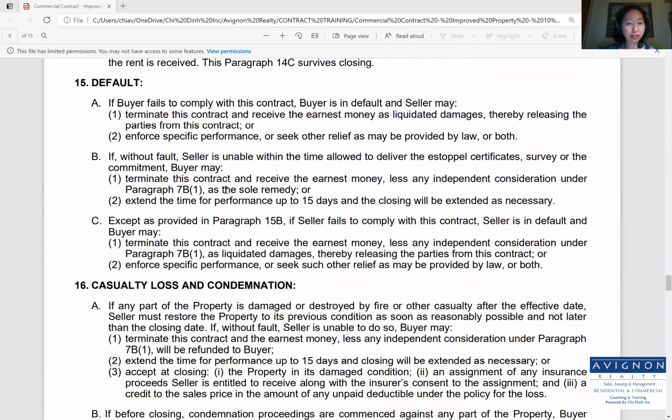Paragraph 15, we have default. If buyer fails to comply with this contract, buyer is in default and seller may do the following. And then B, without default, if seller is unable within the time allowed to deliver the estoppel certificates, survey, or the commitment, buyer may do the following. And then C, except as provided in paragraph 15B, if seller fails to comply with this contract, seller is in default and buyer may do the following.